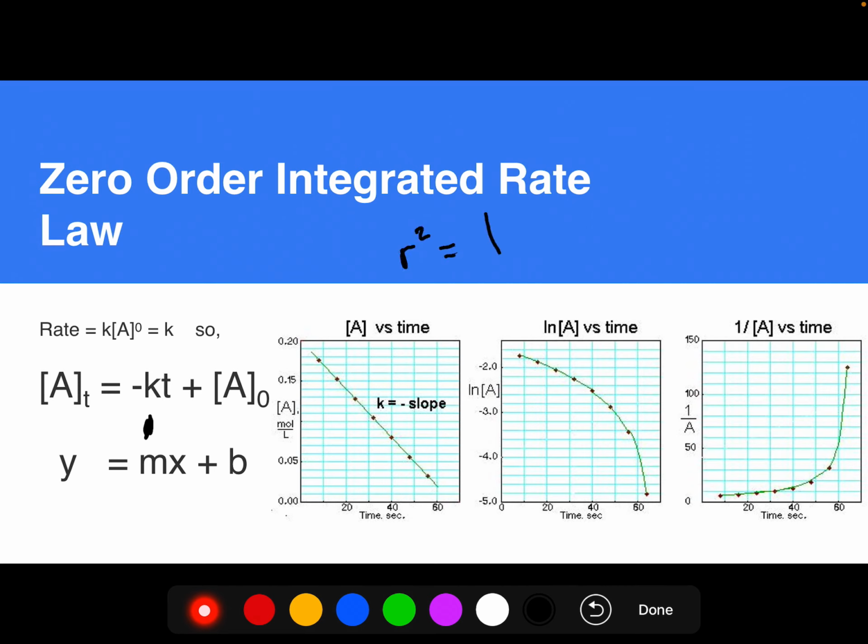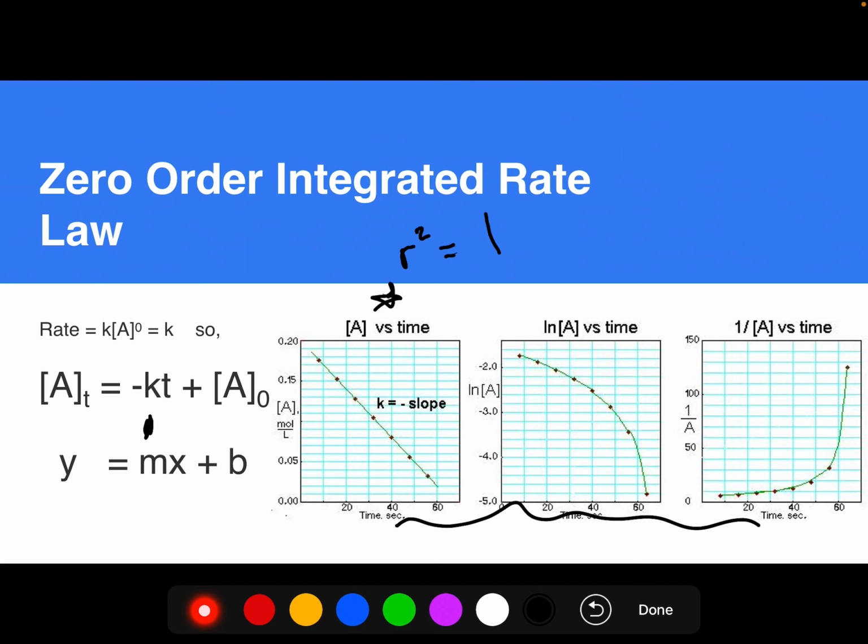You want it to be as close to 1 as possible. So if you have a set of data and you put all of those into your calculator, do a linear regression of each scenario. Whichever one has a linear regression closest to 1 tells you that's the best line, and depending on which set of data you used, then you'll know the order.